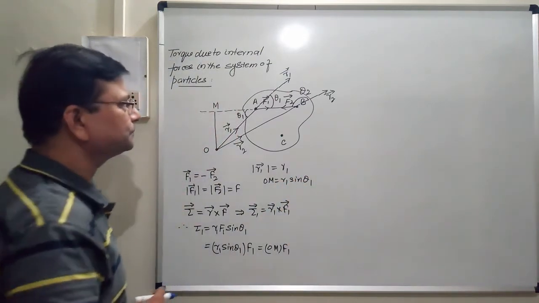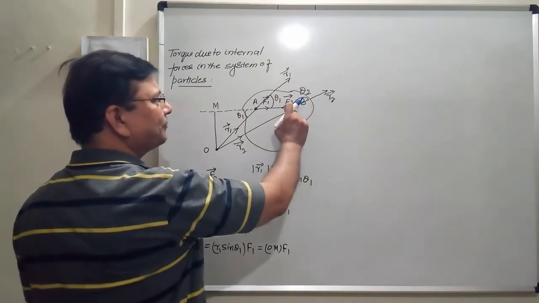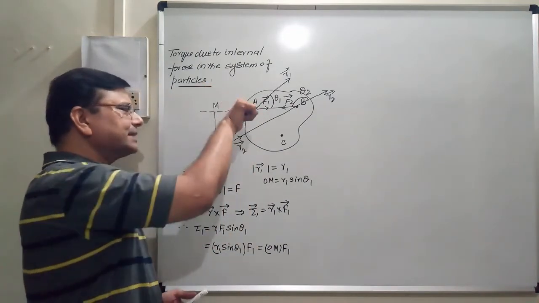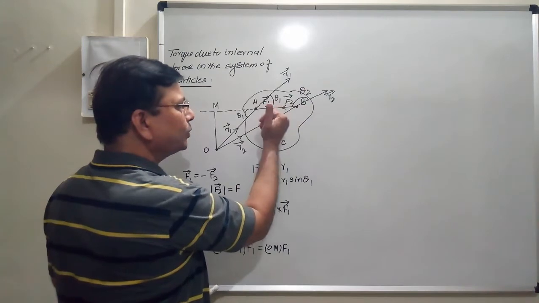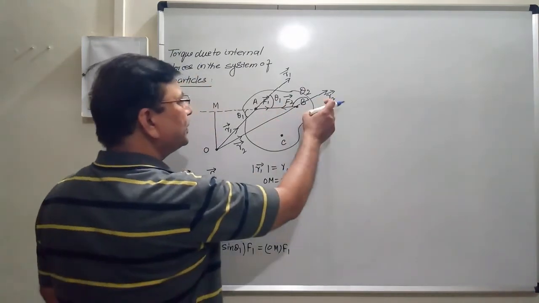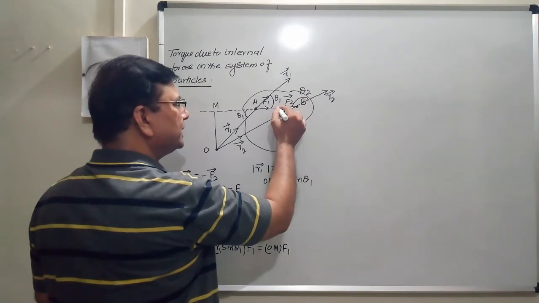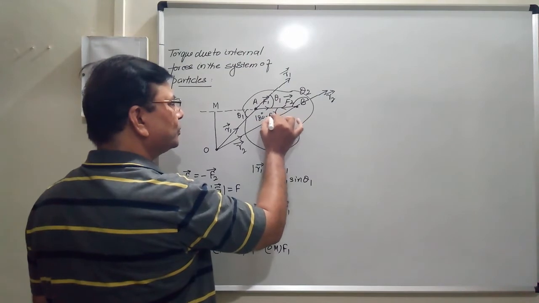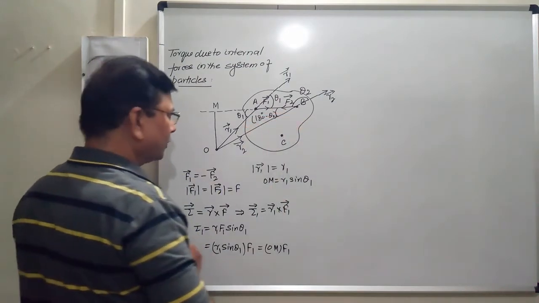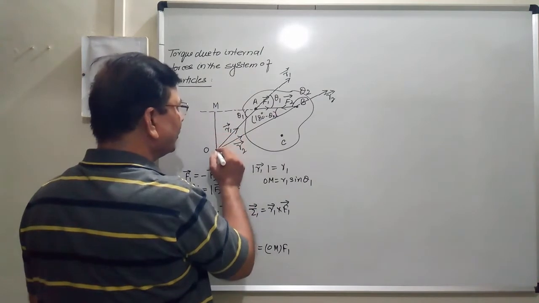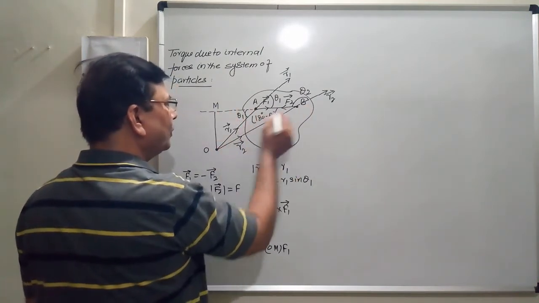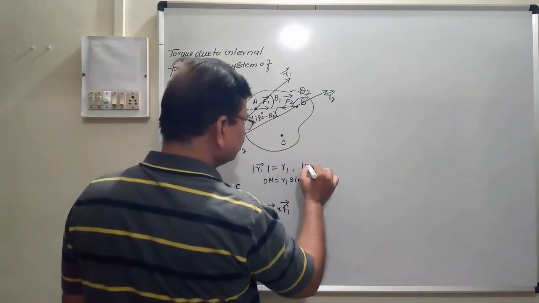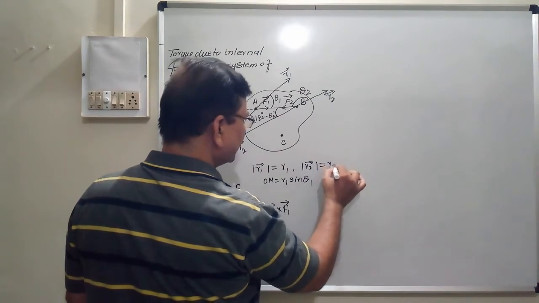Now similarly, angle between R2 and F2. See, direction of tau 1 is inside and direction of tau 2 I will find out. So angle between R2 and F2 is this theta 2. So this angle is equal to 180 degree minus theta 2. Right? So here OM again in this triangle OBM, this is 90 degree. So mod R2 is equal to R2, right?